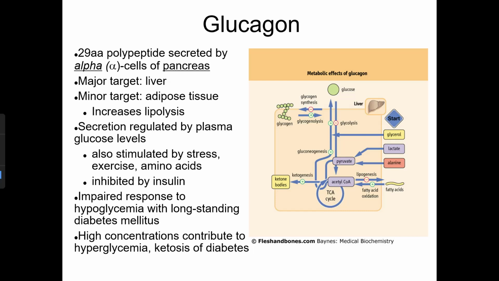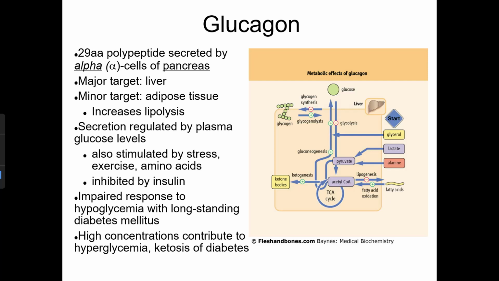So here's glucagon. You do not need to know the size, but you do need to know where glucagon comes from. So glucagon is secreted by the alpha cells of the pancreas. Its major target is the liver. Minor target would be adipose tissue because it increases lipolysis, breaking apart lipids. The secretion is regulated by the plasma glucose levels.